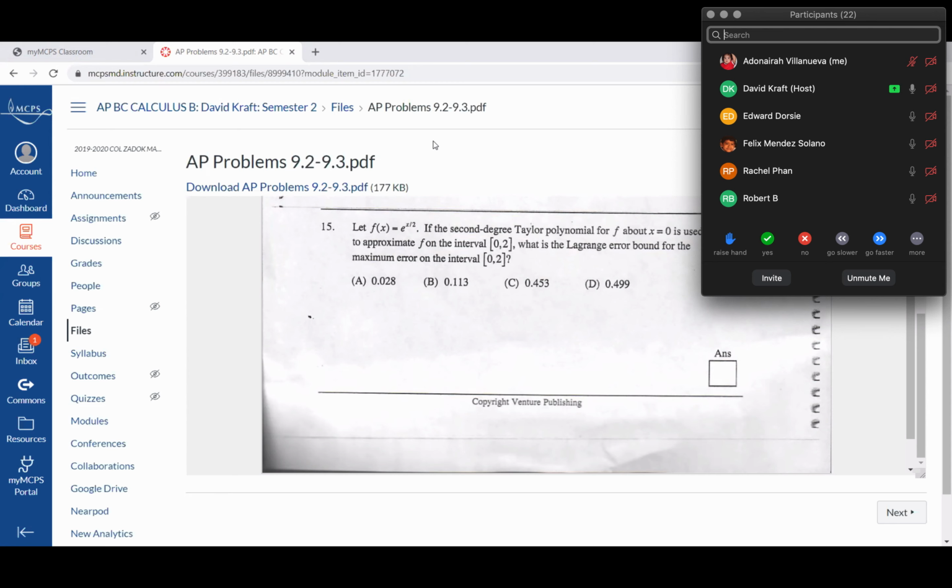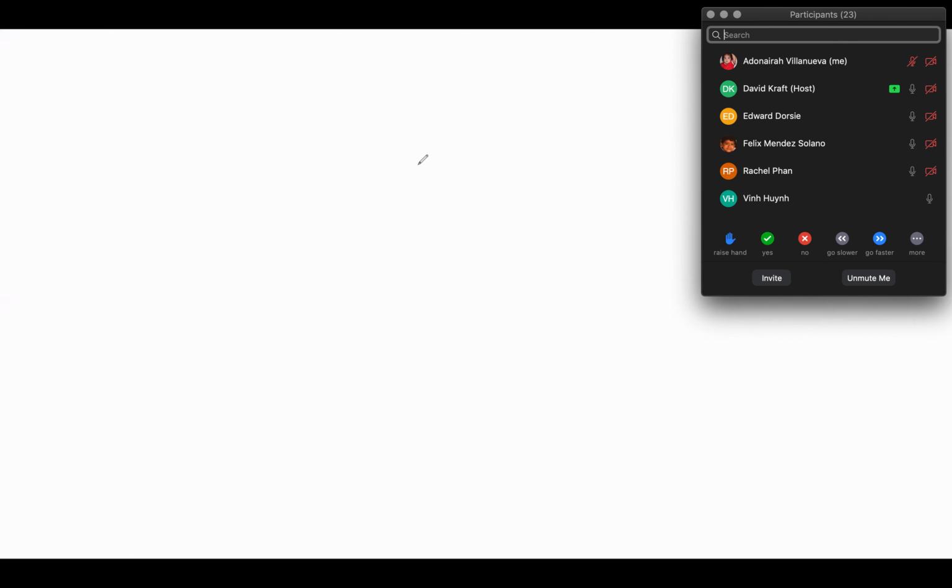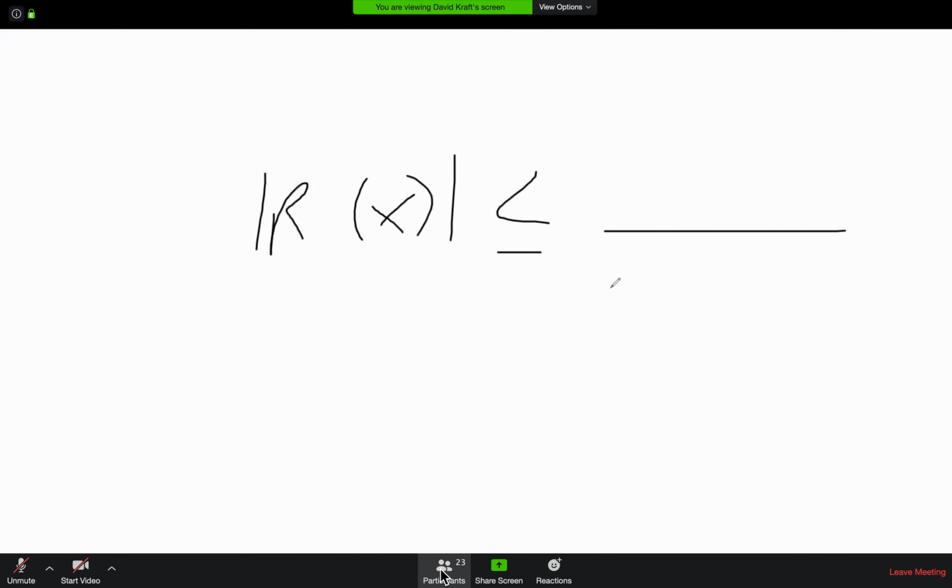So when I'm dealing with a Lagrange error bound, hold on, I'm trying to toggle between a writing screen and that. When I'm dealing with Lagrange error bound, the error bound of some degree is less than or equal to, and then I put my 3 things: the factorial, the derivative, and the power.